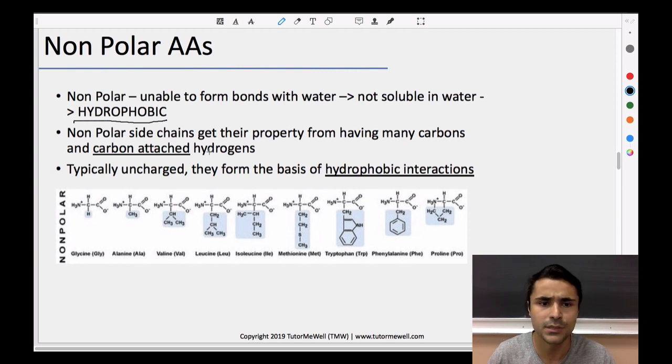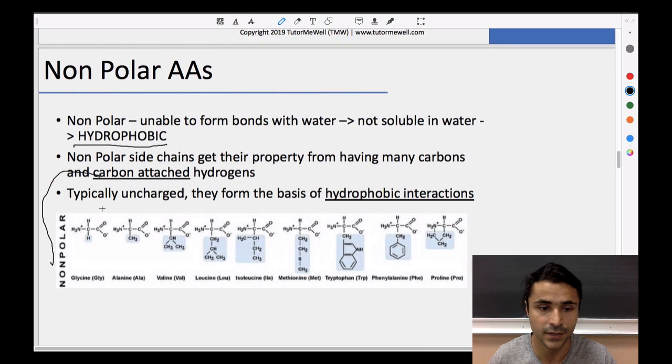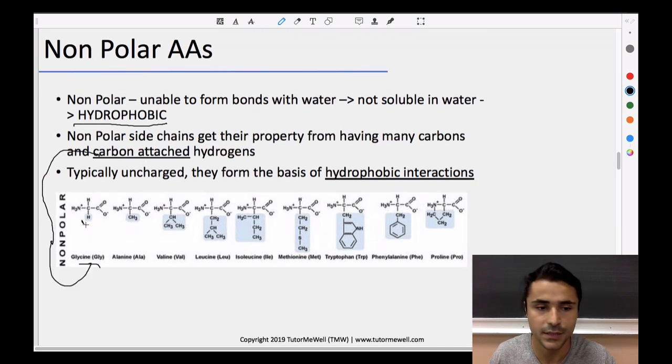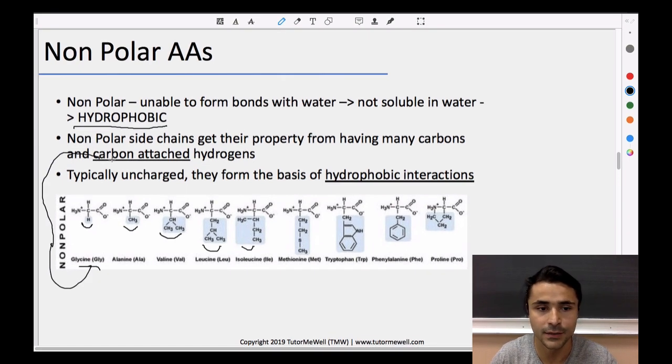And so the non-polar side chains get their property from having many carbons and carbon-attached hydrogens. Now if you look at the amino acids below, you will see that all of their side chains have carbon-attached hydrogen, or a carbon and hydrogen, or more of the same thing, and so on and so forth. And these groups are typically uncharged, and they're responsible for hydrophobic interaction. Also, as you'll see in the next slide, there's a difference between carbon-attached hydrogens and nitrogen, or let's say oxygen-attached hydrogens. So we'll touch on that in a bit.